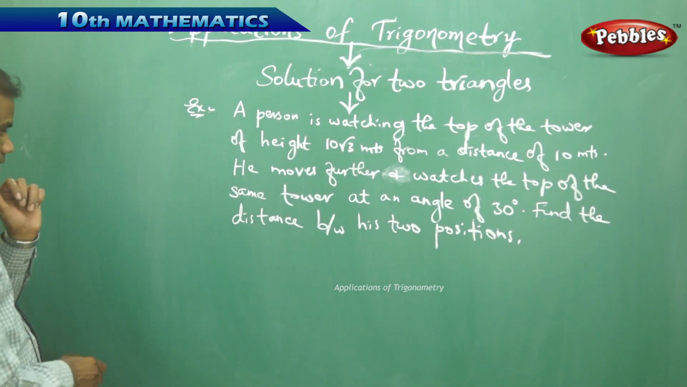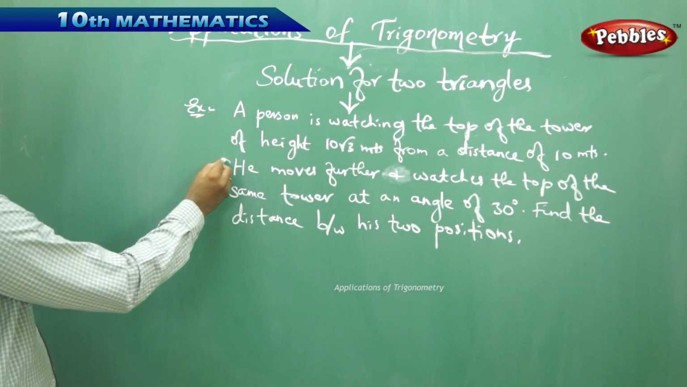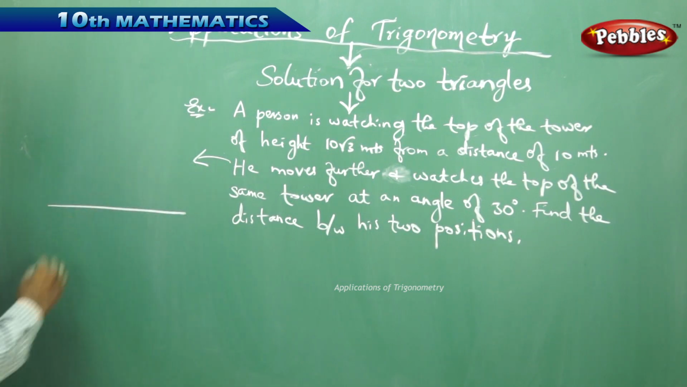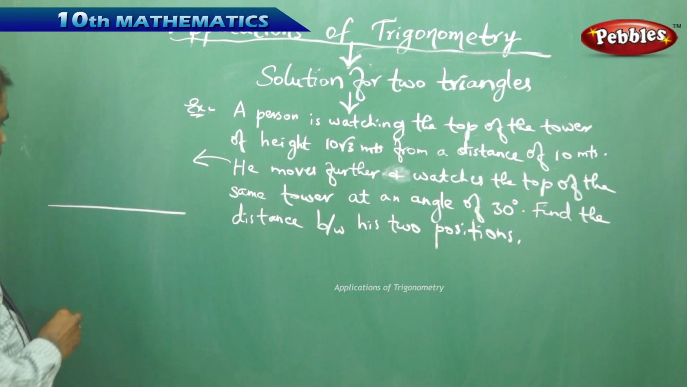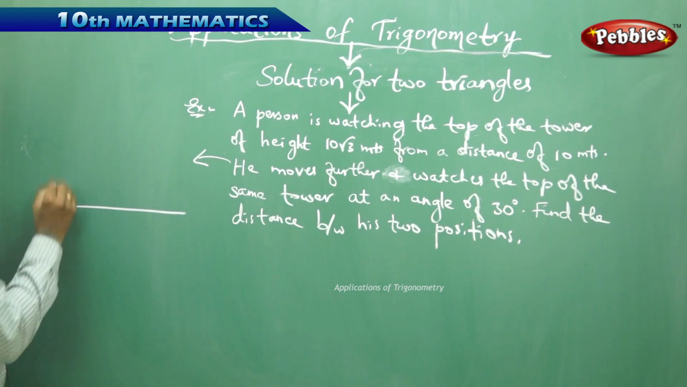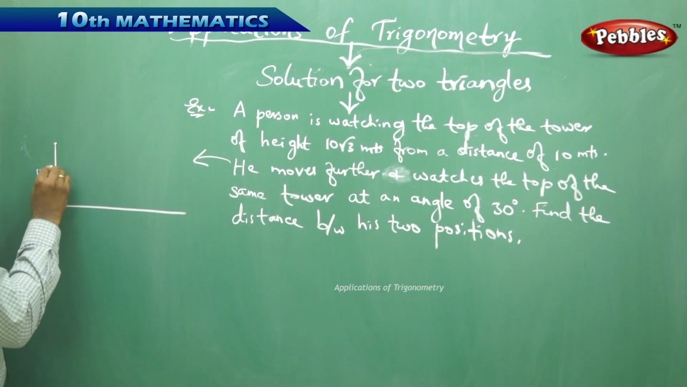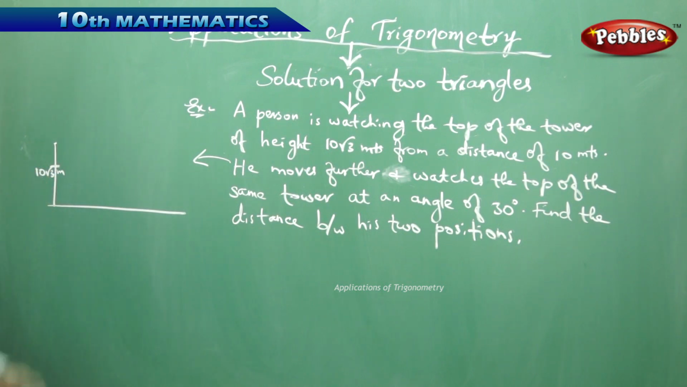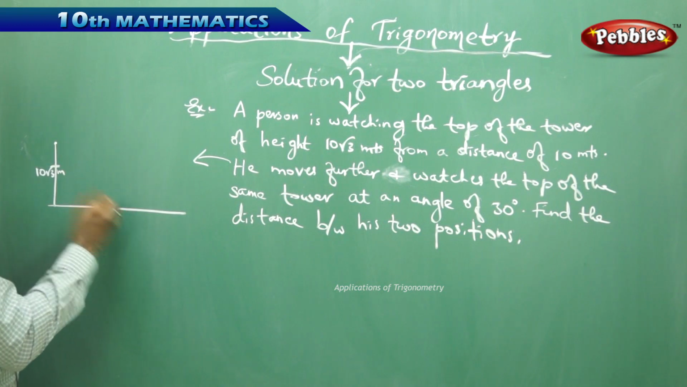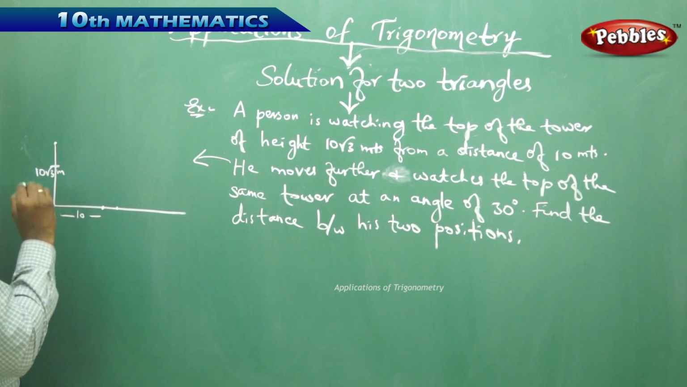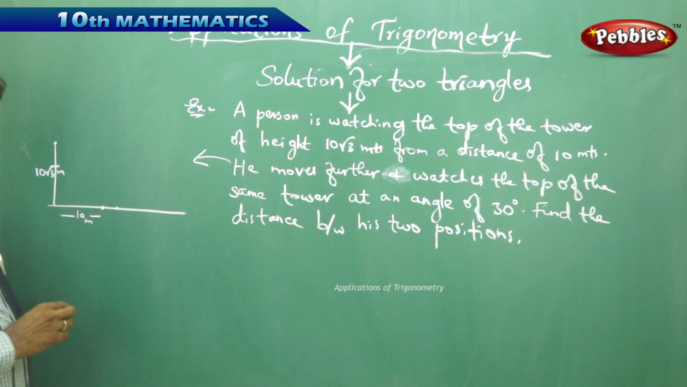So therefore, let's convert this into a diagram. From the minimum information, I initially draw the ground, which is the most essential factor. Now, there is a person standing. Here is the tower of height 10 root 3 meters. So the height of the tower is 10 root 3 meters. And from here, the person is standing out here, 10 meters away from the tower.